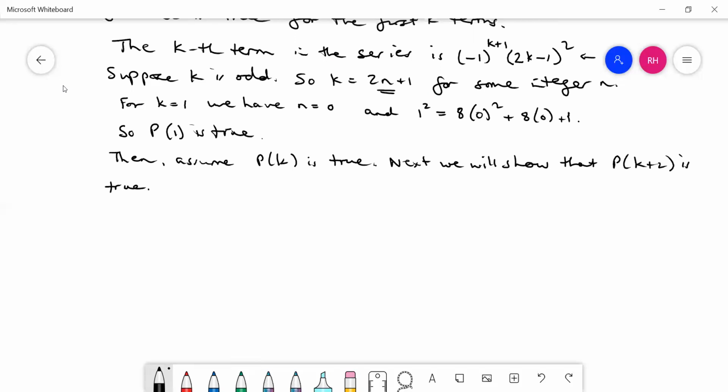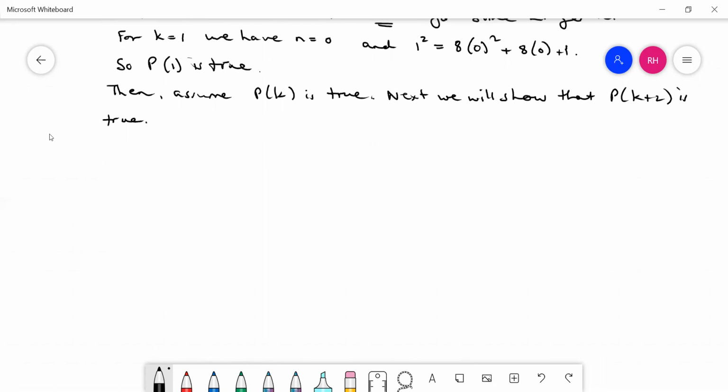Okay, so that's the idea. We've shown that it's true in the case of the first one, P1. Now we're showing that if it's true for k, where k is odd, then it's true for k plus 2, which is also obviously odd. So if you think about it, what I'm going to have to do is show that the formula works for P(k plus 2).